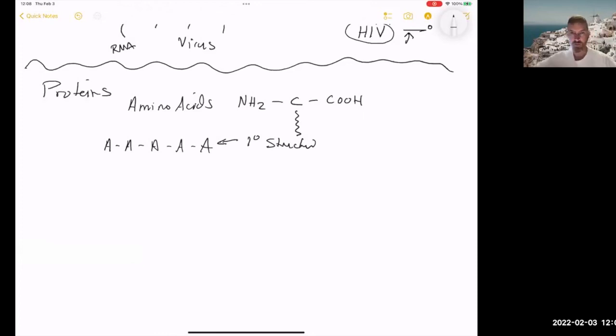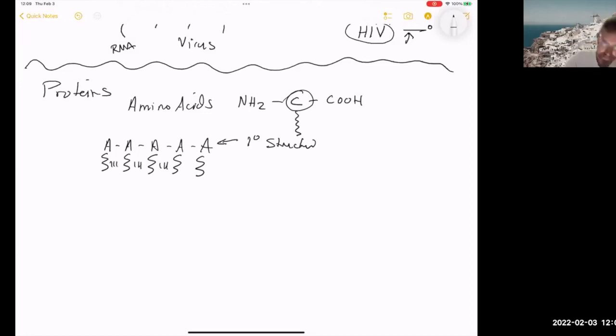So the primary structure of our protein are these peptide bonds of the individual amino acids. And then what happens is as these polypeptides get long enough, the groups that come off of the alpha carbon here begin interacting with one another.